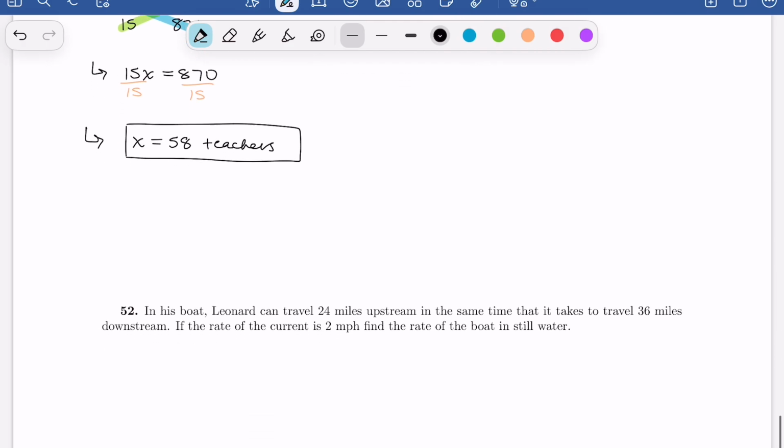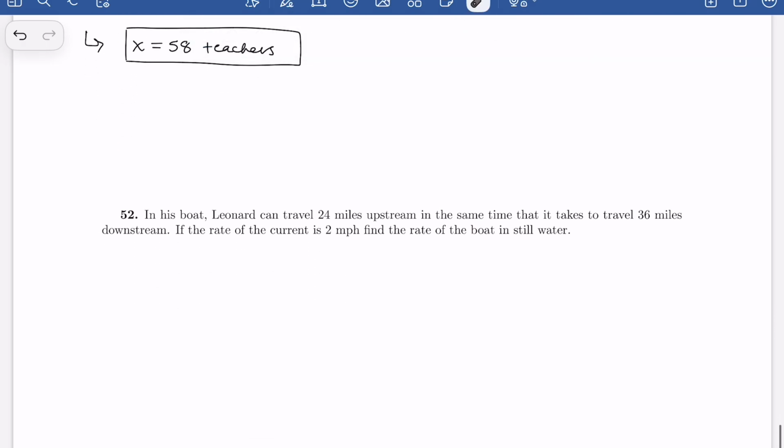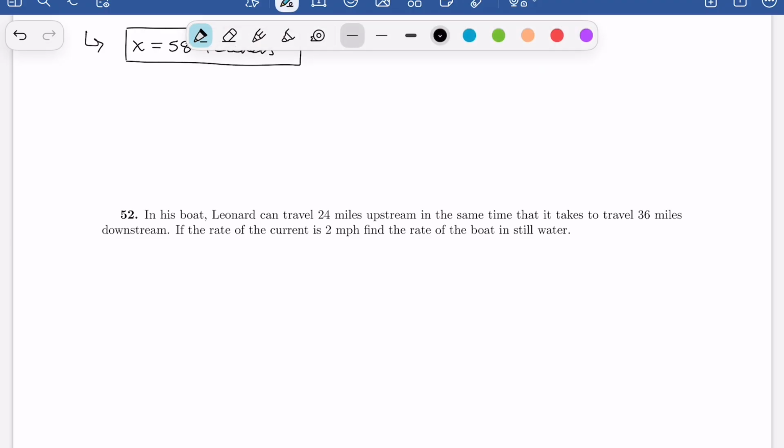All right, let's look at our last example. So we're told that in his boat, Leonard can travel 24 miles upstream in the same time that it takes to travel 36 miles downstream. So we're dealing with a distance, rate, and time problem. If the rate of the current is 2 miles per hour, find the rate of the boat still in the water. So this is our unknown quantity that we want to find, the rate of the boat still in the water. So this is going to be our unknown variable x.